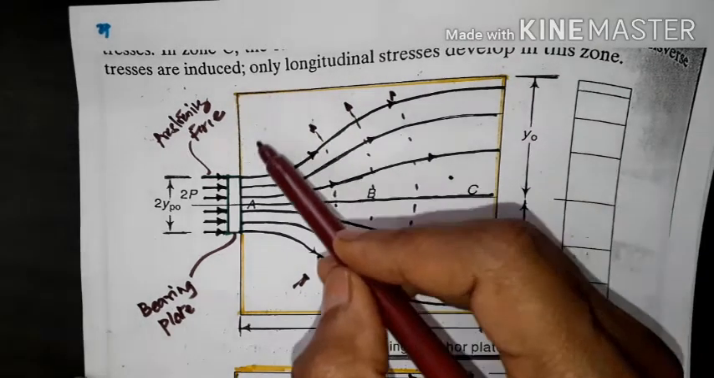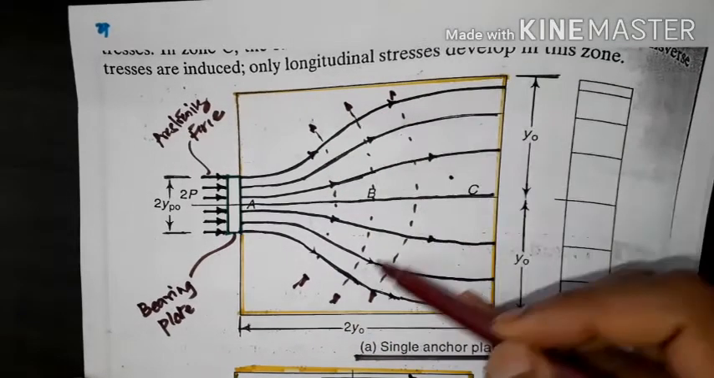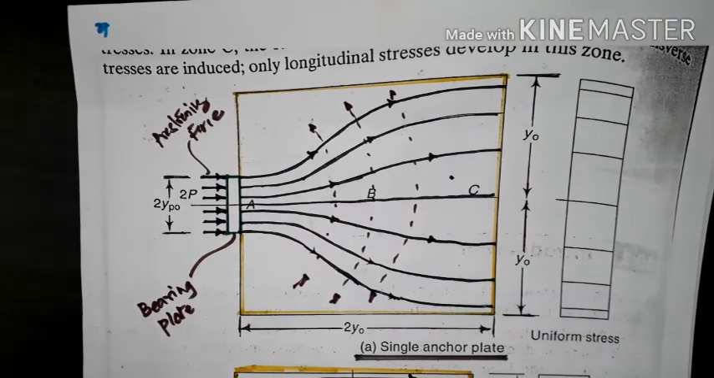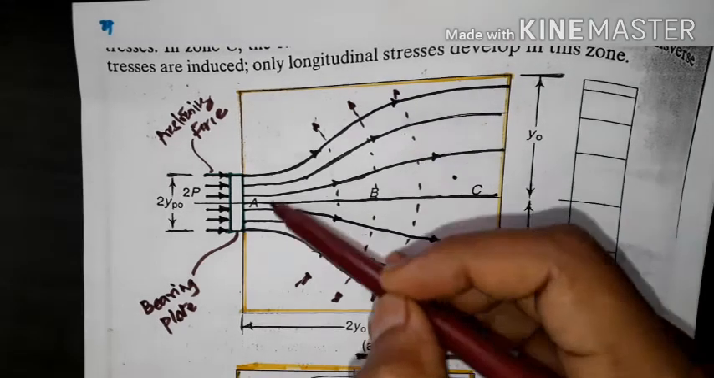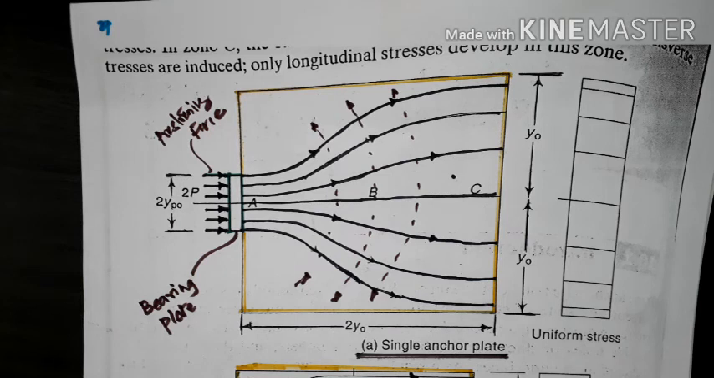So at the anchorage zone, whatever the tensile stresses developed, for those stresses we have to design the adequate reinforcement. We have to design the special reinforcement in the end zone or in the end block to resist those tensile stresses or to resist the tension. So that is nothing but design of end block or design of anchorage zone.